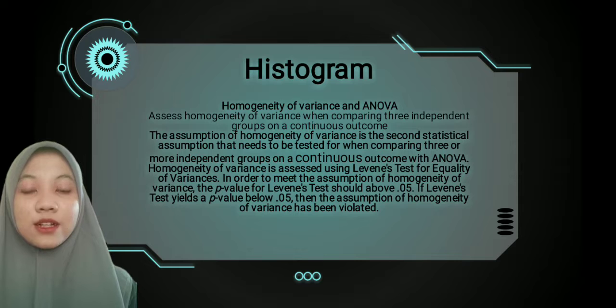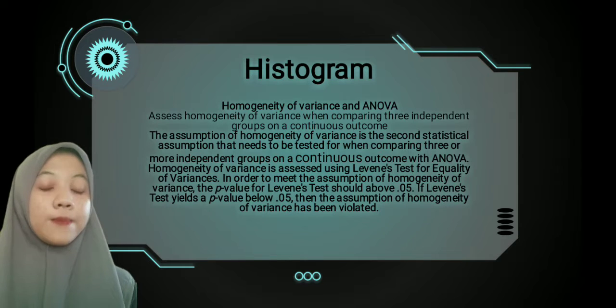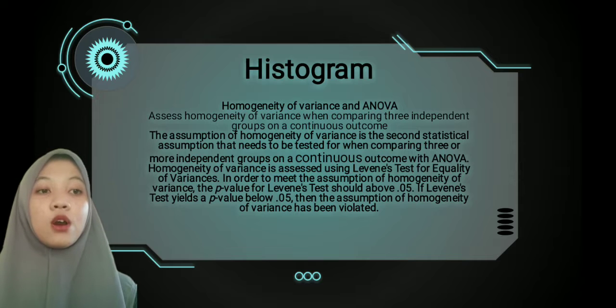Okay, I will continue the next explanation about histogram. Homogeneity of variance and ANOVA assess homogeneity of variance when comparing three independent groups on a continuous outcome. The assumption of homogeneity of variance is the second statistical assumption that needs to be tested for when comparing three or more independent groups on a continuous outcome with ANOVA.